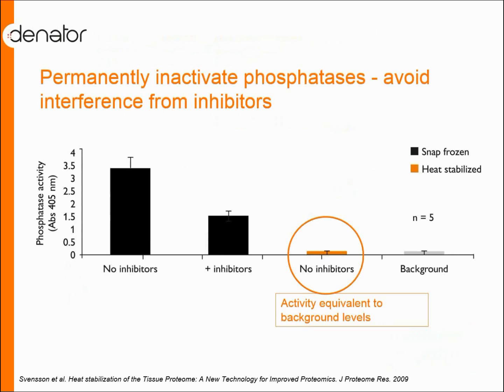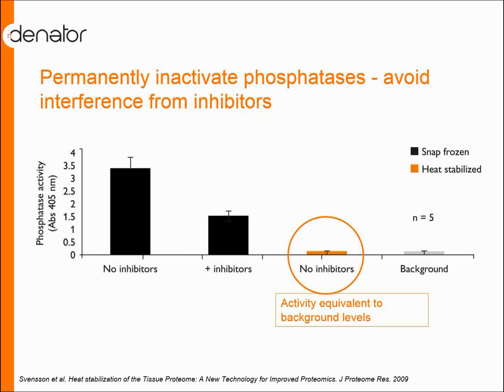If you look at the most basic, what happens with enzyme activity in a sample that's been stabilized versus a sample which is not stabilized. Here we're looking at phosphatase activity, and we assess this by using a common phosphatase substrate. It's called PNPP, and when it's cleaved it turns yellow, and this yellow coloration is then measured at 405 nanometer.